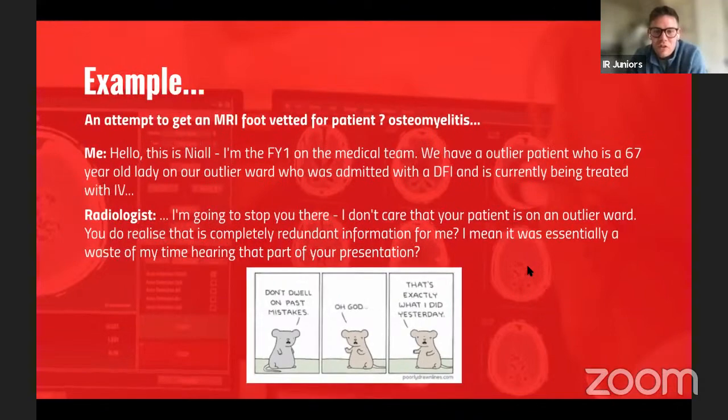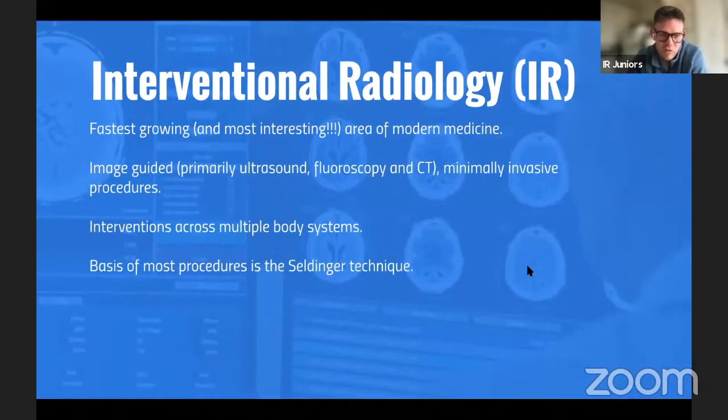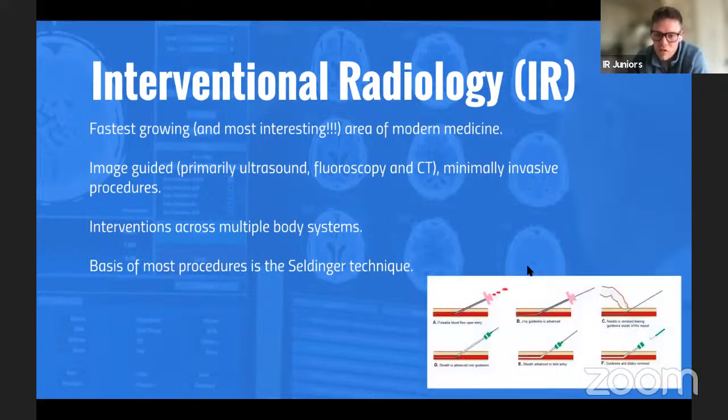Thanks, Matt. So going to move on briefly. As I said, the second session is going to focus more on interventional radiology, but we are a little bit biased, obviously, in being involved with IR juniors, that interventional radiology is one of the most interesting areas of modern medicine. So if you haven't considered finding out a little bit more about it, please do. There are interventions now possible across multiple body systems, and the basis of most of these procedures is the Seldinger technique. So if you're sending a patient for an IR procedure, having an awareness of how the procedure is done is quite useful as well.